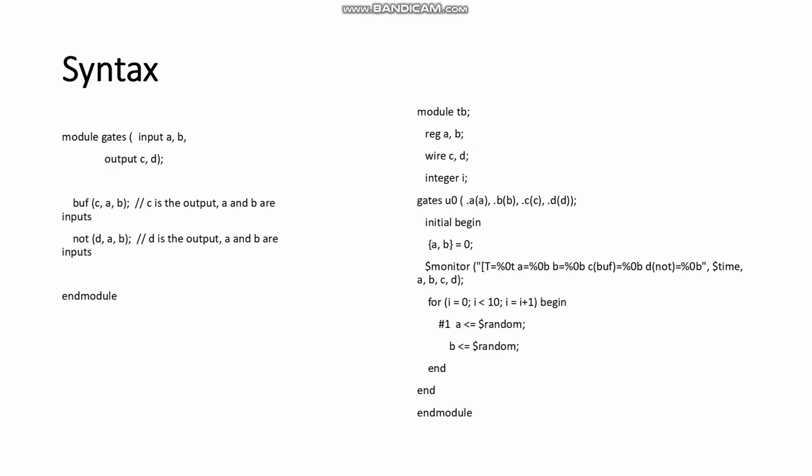So for i equal to 0, i less than 10, i equal to i plus 1. The for loop begins here, and there is a #1 delay of time, and a is assigned using the random keyword. The random keyword means it will take either 0 or 1 as input randomly, and b is also taking either 0 or 1 randomly.